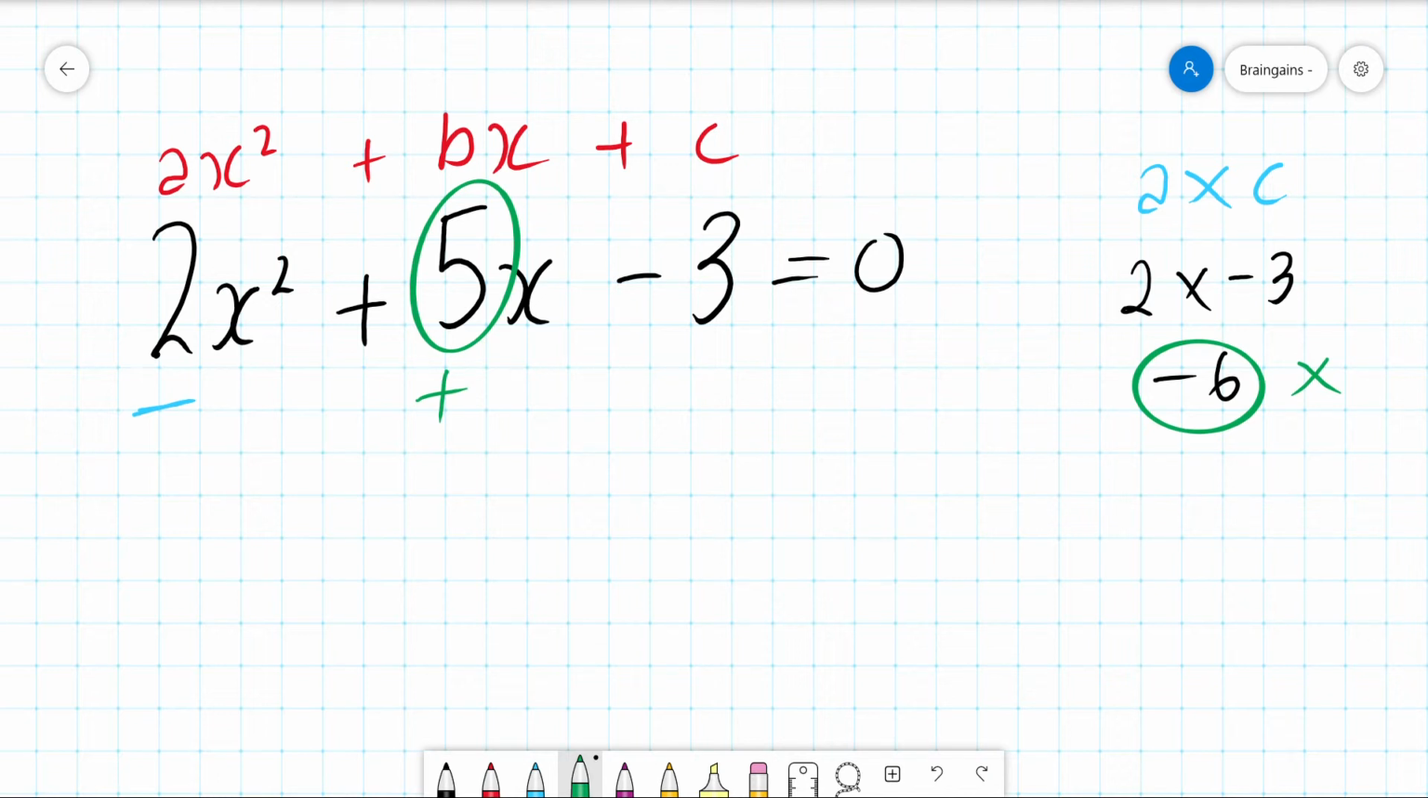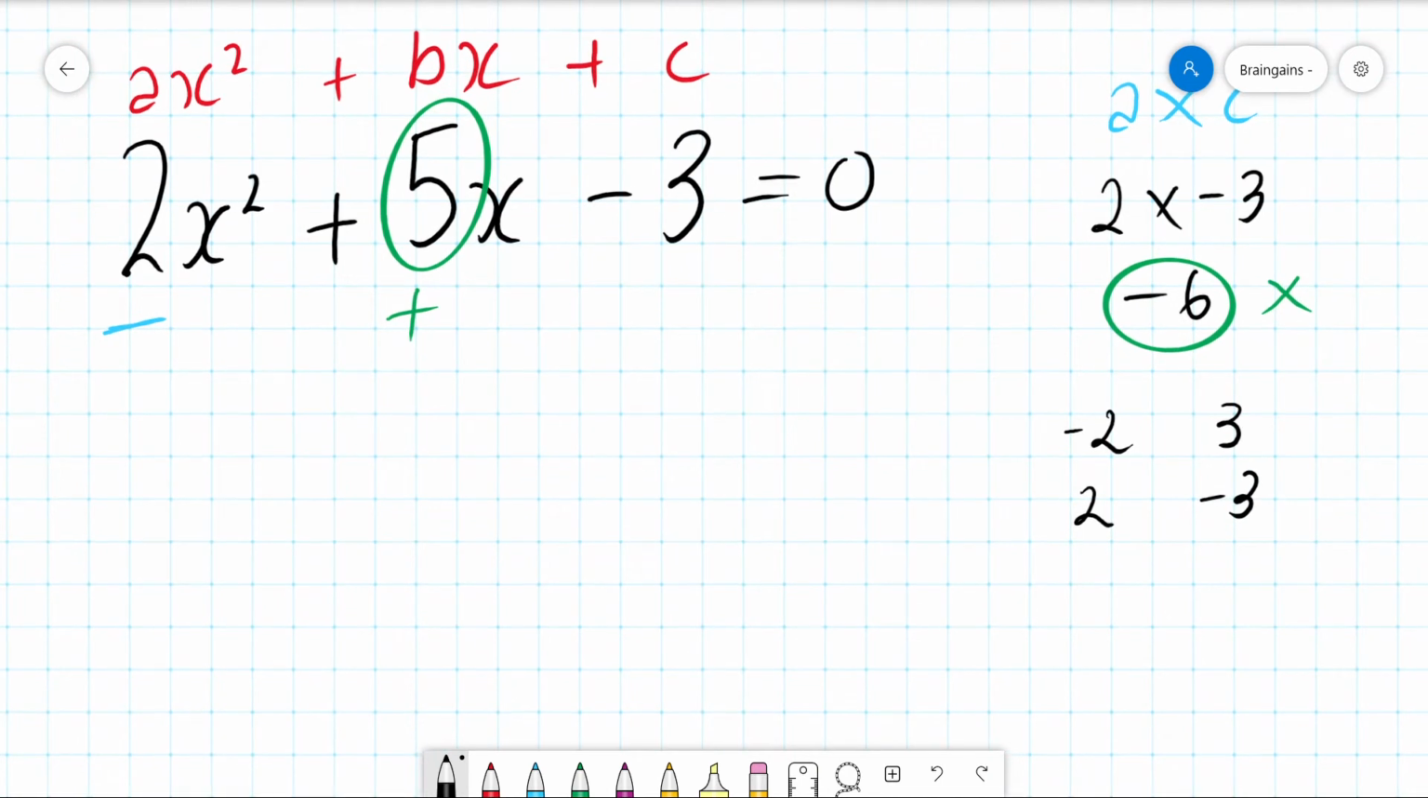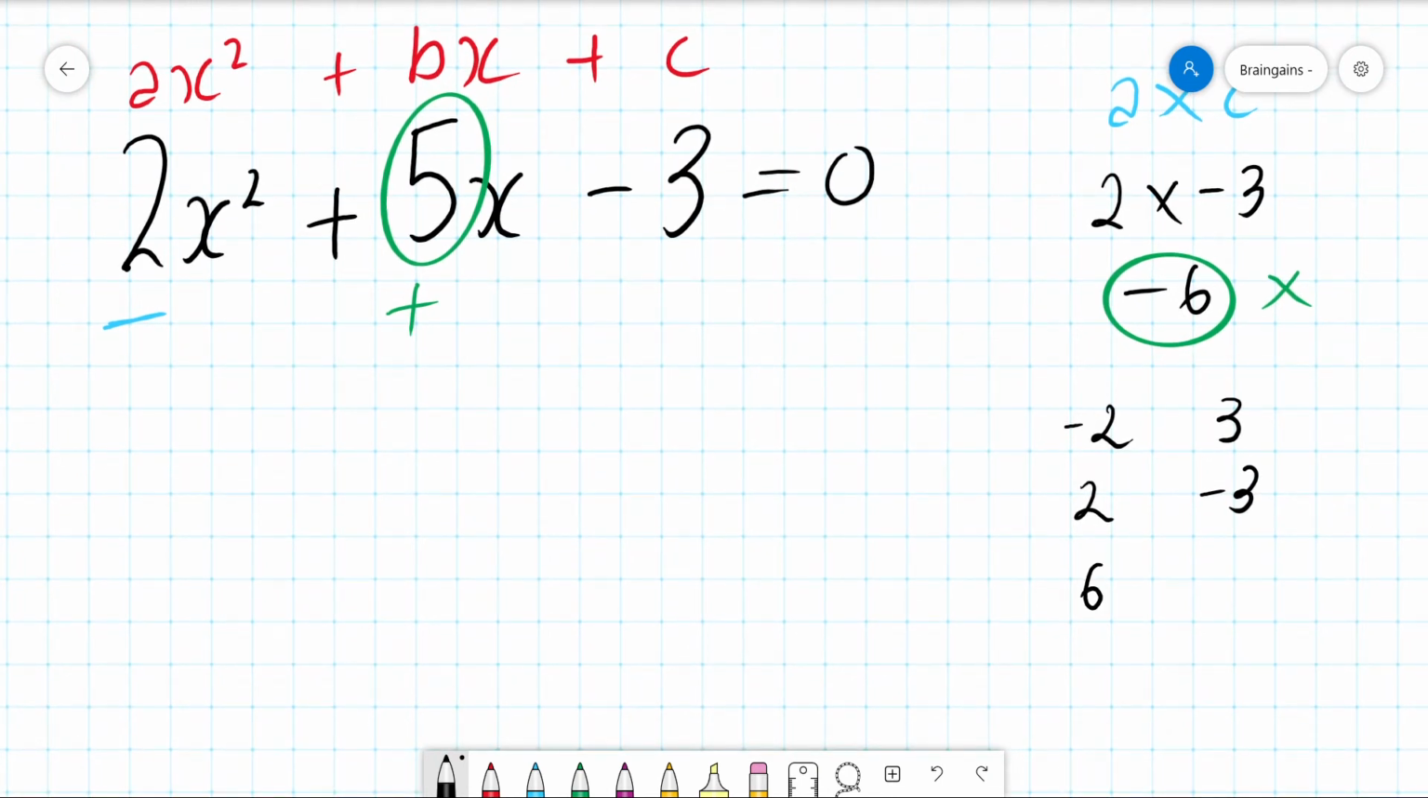Now, you're looking for a number that multiplies to get -6 and adds to get 5. So what I would do is focus on -6 and see which numbers multiply to get that. So we know that we're going to have a combination of a positive and a negative number, because that's the only way that we can make -6. So what two numbers make -6? Well, we know there's -2 and 3. We also have 2 and -3. We also have 6 and -1, and -6 and 1.